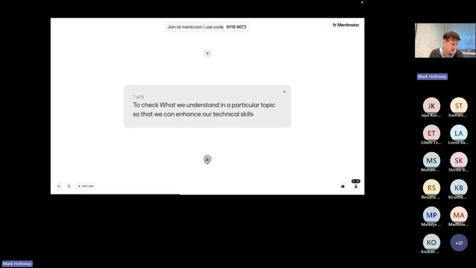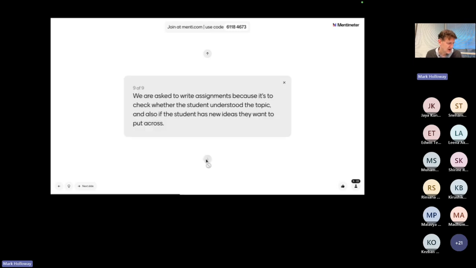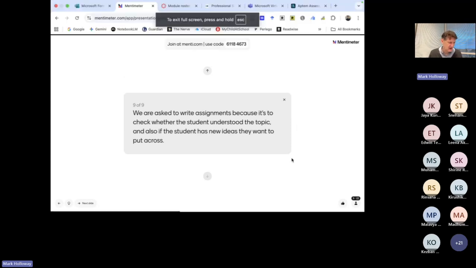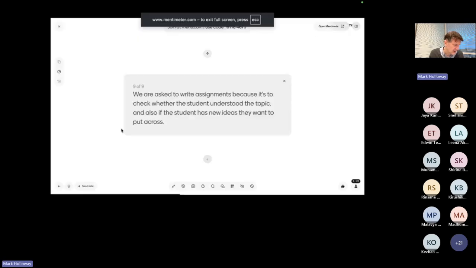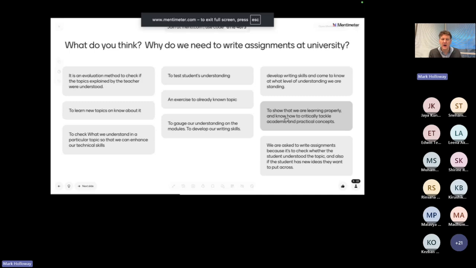Check what we understand, we can enhance our skills, yes. To gauge our understanding, develop writing skills, yes. We are asked to write assignments because it is to check whether the student understands the topic and also if the student has new ideas they want to put across. Yeah, maybe it's a way of saying, like, what do you think about this? Just like in this exercise here, I have asked you, what do you think? And look, I have 9 lovely answers to my question.